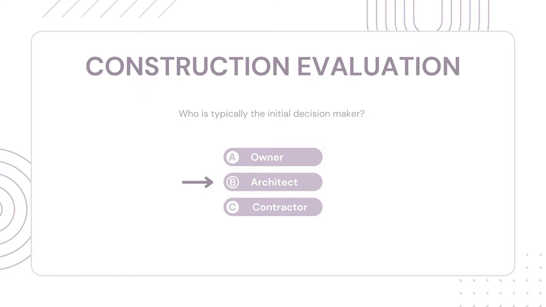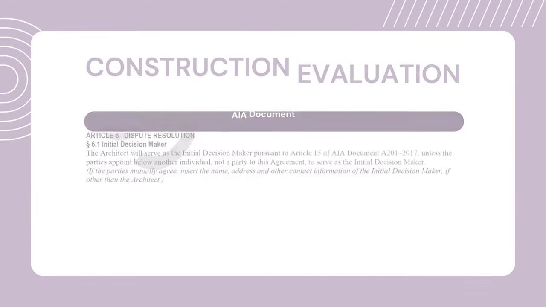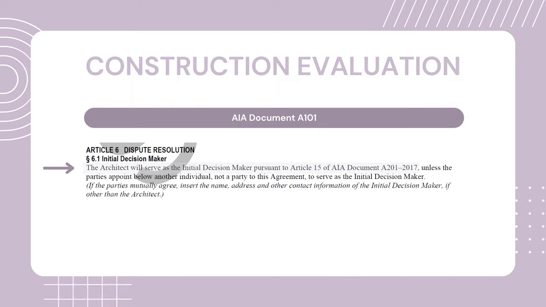This question comes from AIA document A101, between the owner and the contractor. When a claim is filed, they are first referred to the initial decision maker, who is the architect. The owner and contractor may also name a third party initial decision maker on their owner-contractor agreement. The IDM can approve or reject a claim. This decision is final and binding, but the claiming party may make a demand for mediation.